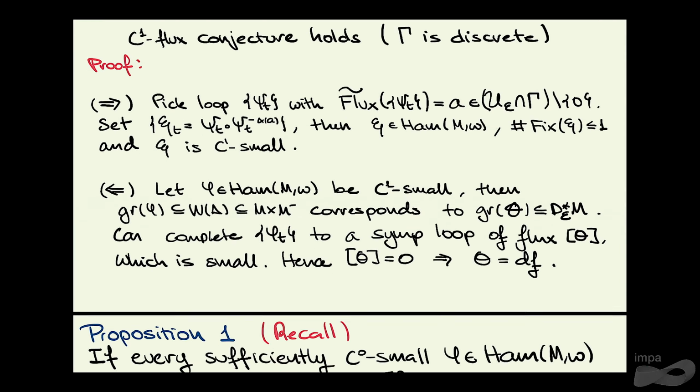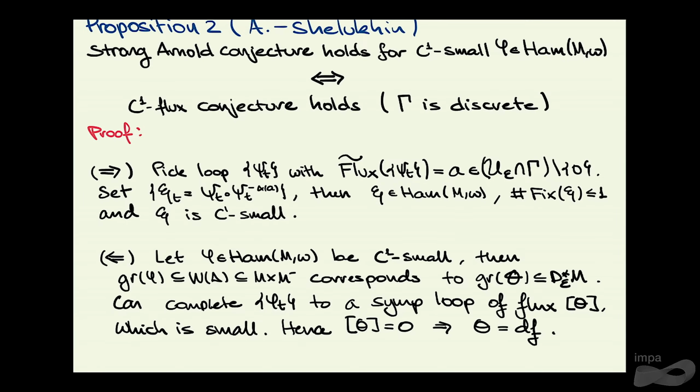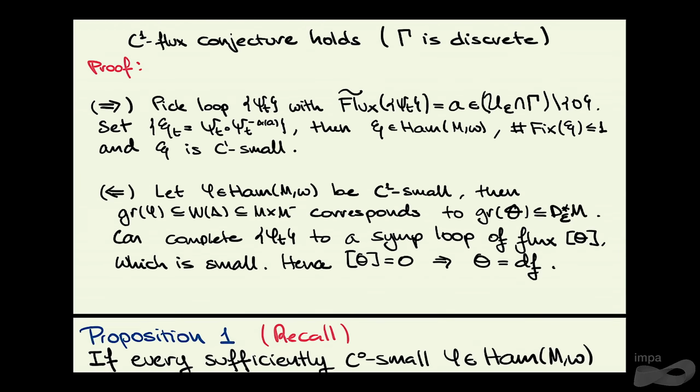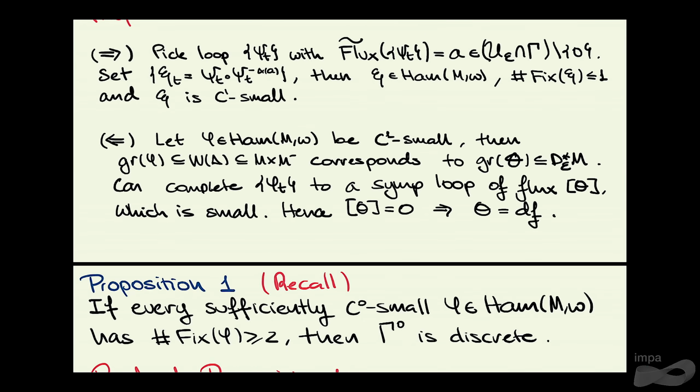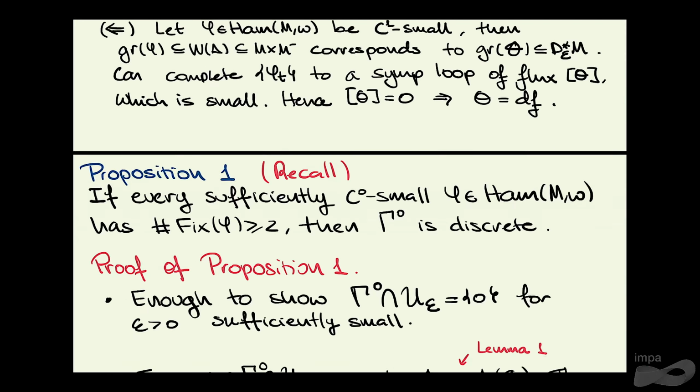Okay. So now that we are done with the easier case, let's deal with the C0 case. So I just recall the proposition here, and I'll recall again what we're going to do. We're going to show that if gamma 0 has an accumulation point, then we can produce a Hamiltonian diffeomorphism, which is C0 small and has at most 1 fixed point. Okay, so how does this go?